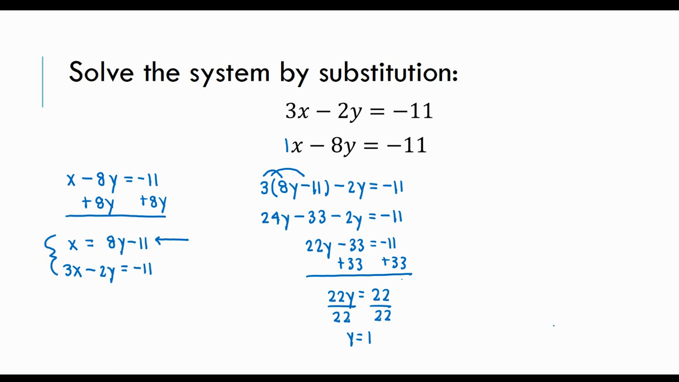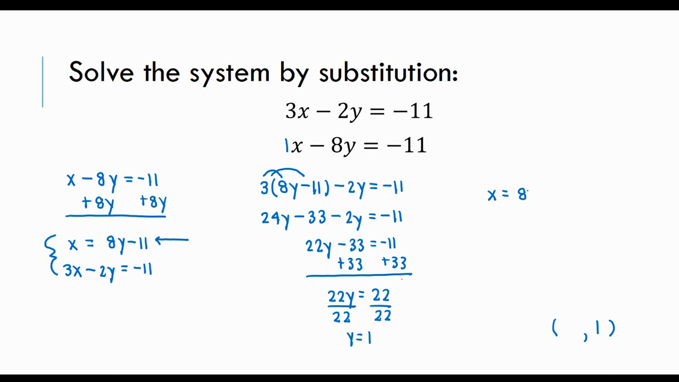Once again, that's not my final answer. I can't just stop there. My final answer should be an ordered pair. Because we found y first, we found the second number in our ordered pair. We now need to go back and solve for x. So now that I know that y equals 1, I'm going to go back over here on the far left to the equation where x is isolated by itself.